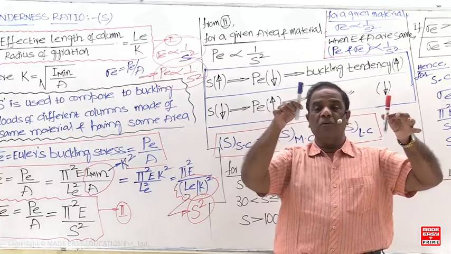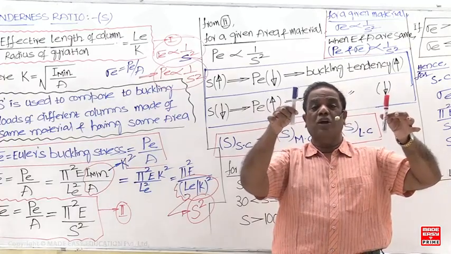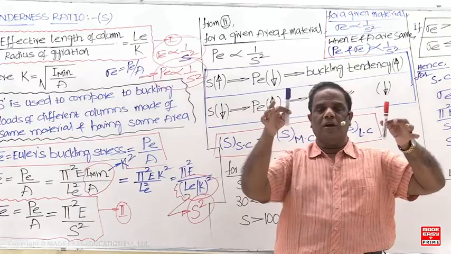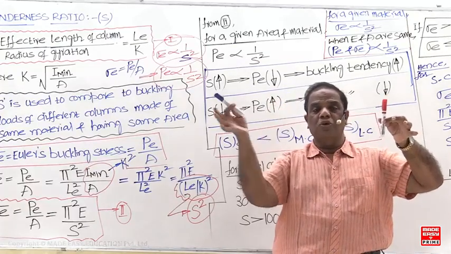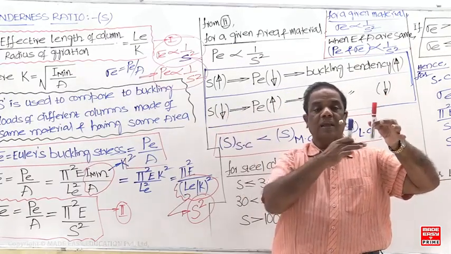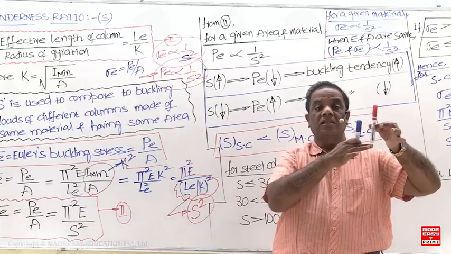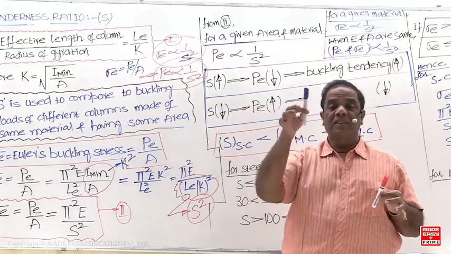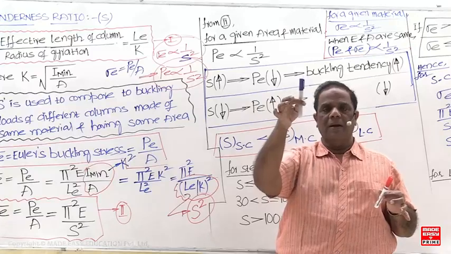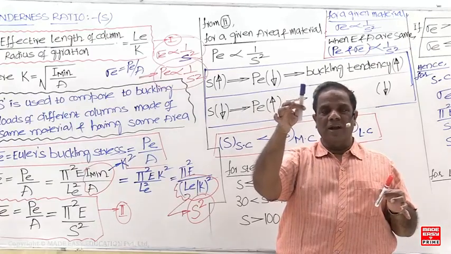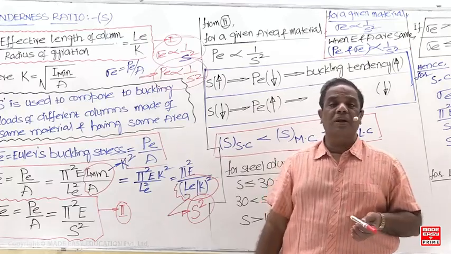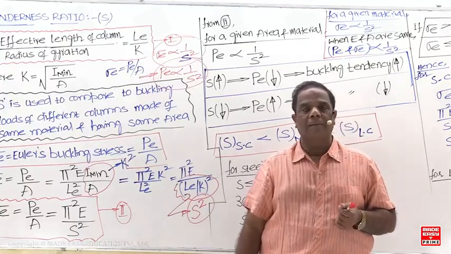This one is able to withstand a maximum load of only 2 kilonewtons, but this one is able to withstand 10 kilonewtons. So whenever the load is more than 2, buckling will occur here, but this one will buckle only when the load is more than 10. So which one buckles easily? This one. Less buckling load means the chance of buckling is more. More buckling load means the chance of buckling is going to be less.